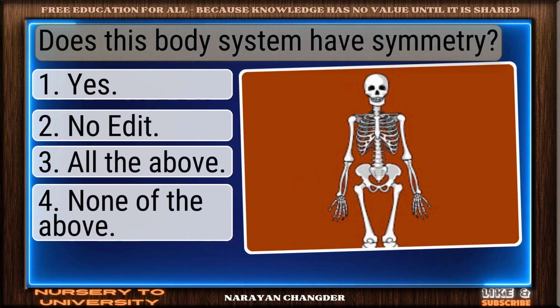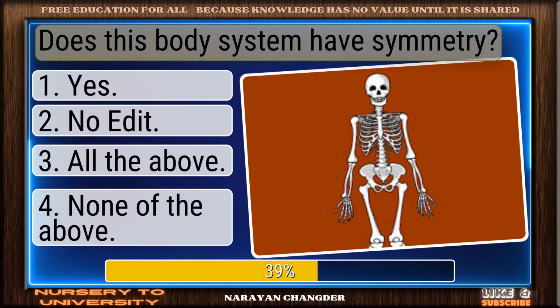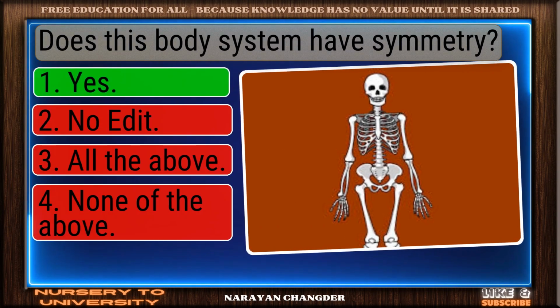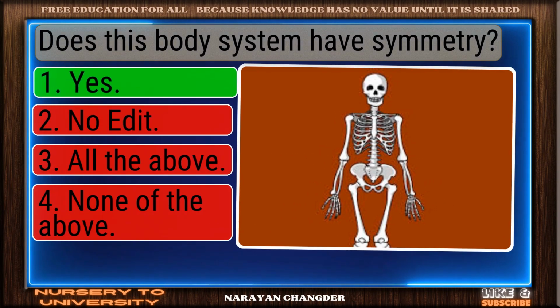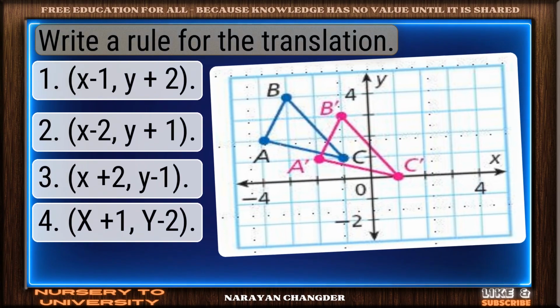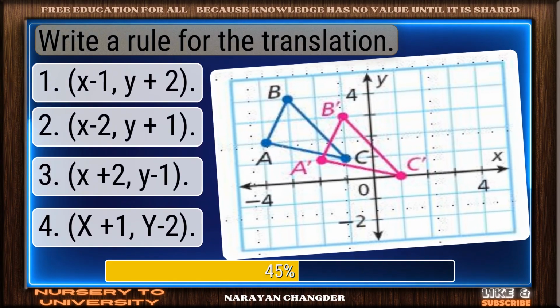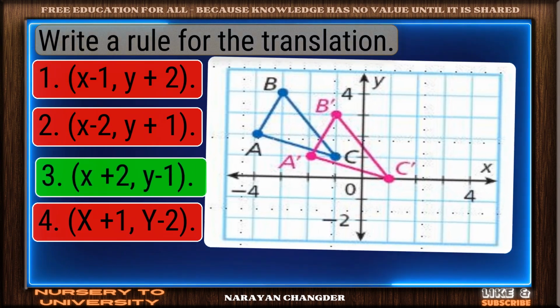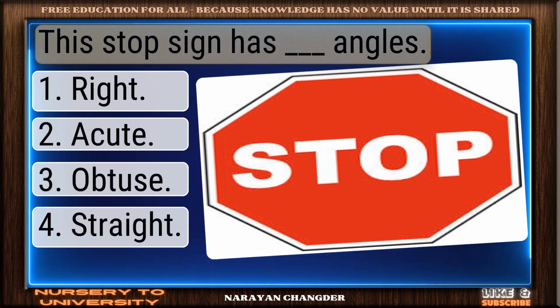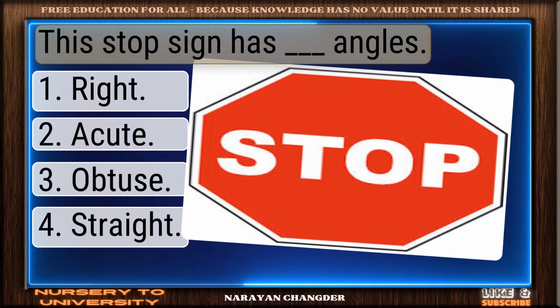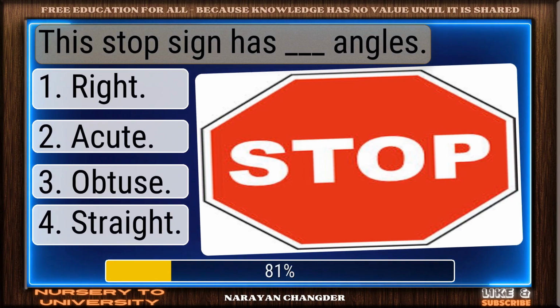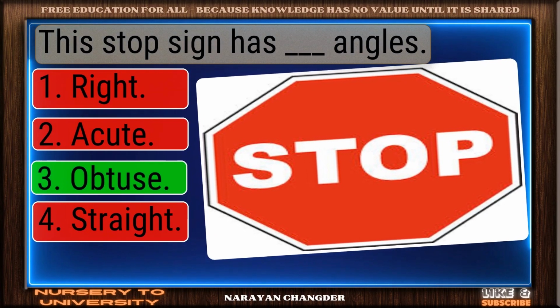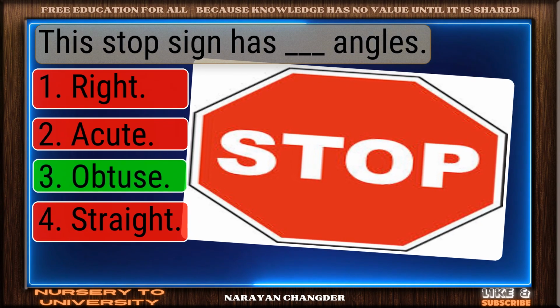Does this body system have symmetry? Valid point. Yes is true. Write a rule for the translation. You chose, and it is correct. This stop sign has dash angles. You're right. Obtuse is the correct answer.